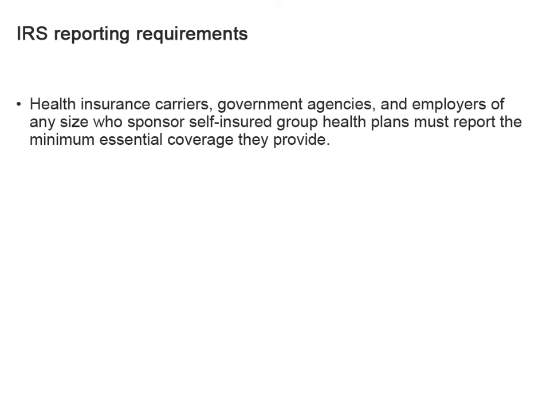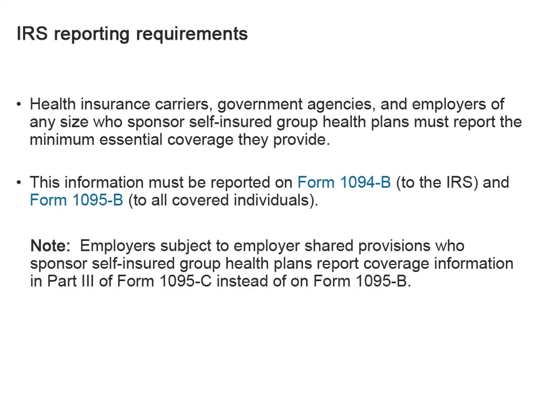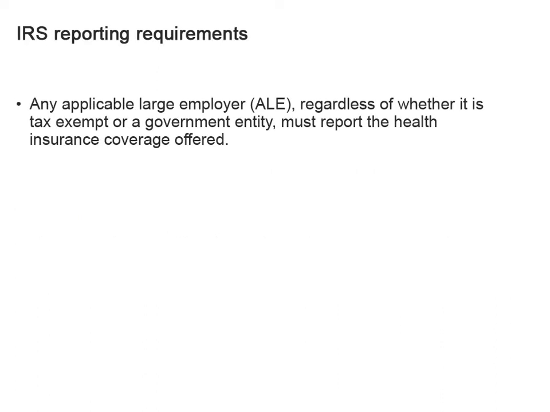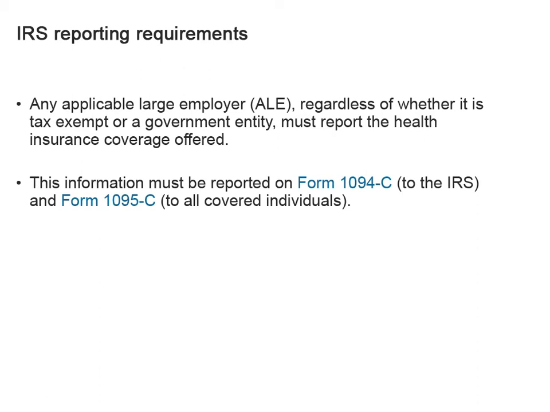Insurers, government agencies, and employers of any size who sponsor self-insured group health plans must use Forms 1094B and 1095B to report the minimum essential coverage they provide to the IRS and to all covered individuals. Any applicable large employer, regardless of whether it's a tax-exempt or government entity, must use Forms 1094C and 1095C to report the health insurance coverage offered to the IRS and to their full-time employees.